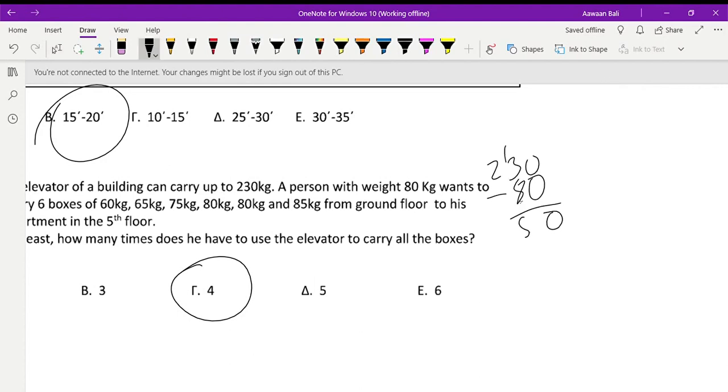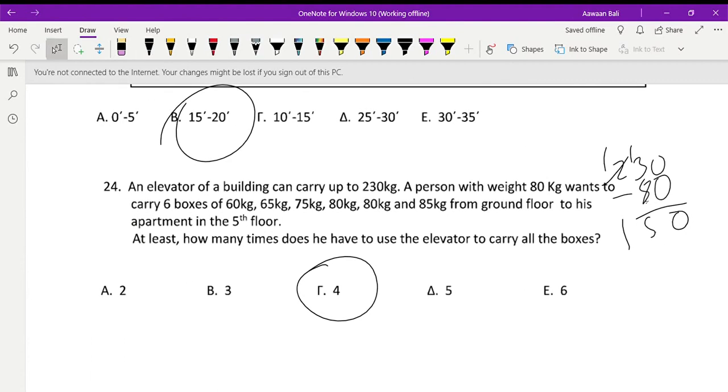13 minus 8 is 5, and we have 150. So therefore the answer is 150 kilograms. And now, for 150 kilograms, that means the amount of weight left for the boxes is 150 kilograms, since the person with weight 80 kilograms already takes up that much mass.